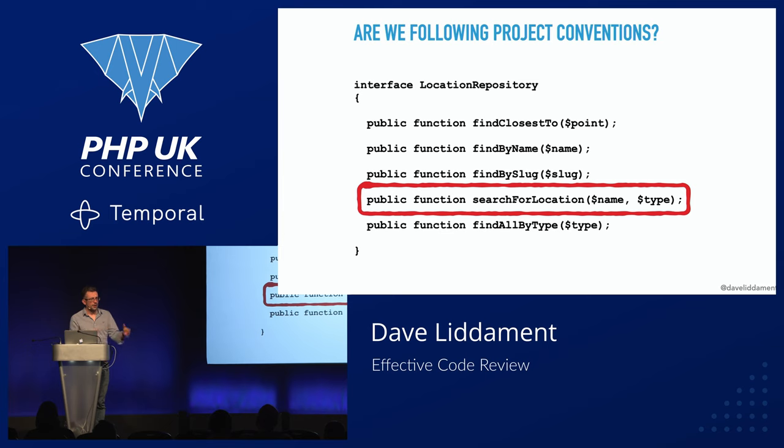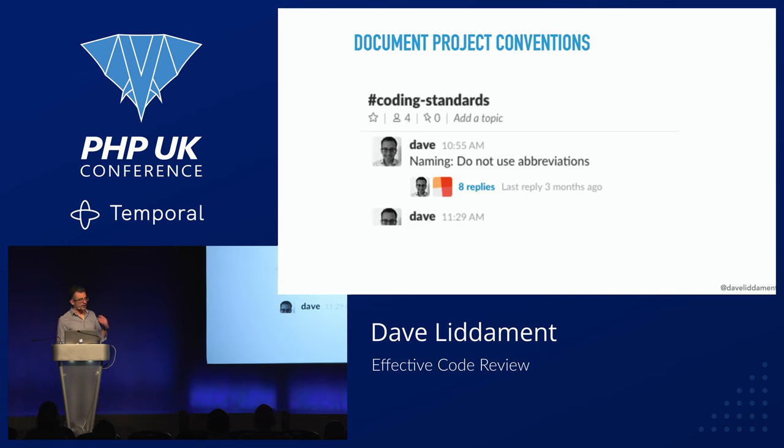You say, well, what are we calling our find methods in our repositories? And there'll be many, many questions like this. What I recommend is start a Slack channel called Coding Standards, and then you can have discussions about each thing. So you could start a conversation. Here I've said, do not use abbreviations. And then in a thread, we can have a series of discussions about why that is good or bad. And then eventually, as a team, we come to some consensus.